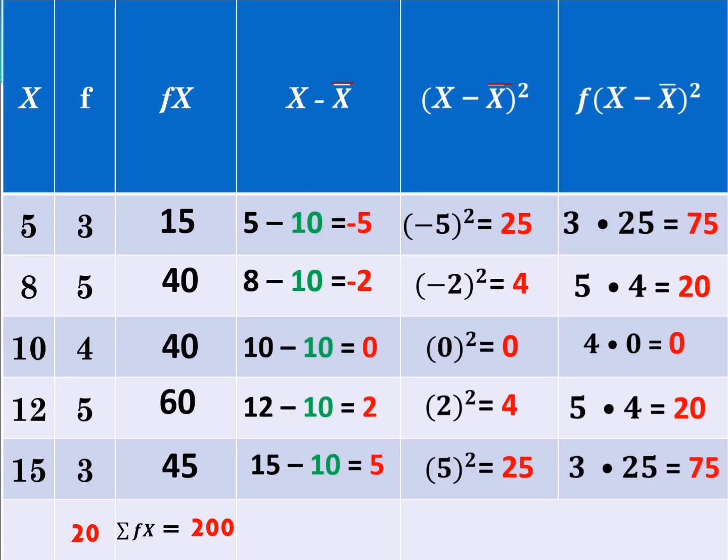So, para makuha naman natin yung variance, we're going to find the summation of the last column, which is the frequency multiplied by x minus mean quantity squared. So, the summation, i-add lang natin lahat ng product ng ating last column. So, it will give 190 divided by the total frequency, which is 20, and that is 9.5. And that will be the value of our variance. Yan yung formula na pinakita natin kanina. This is just the application. Okay? So, next.